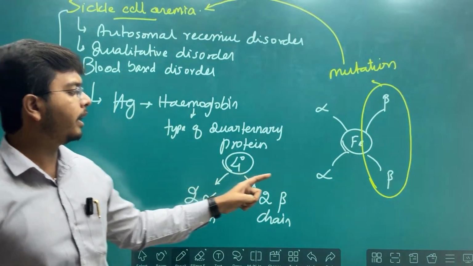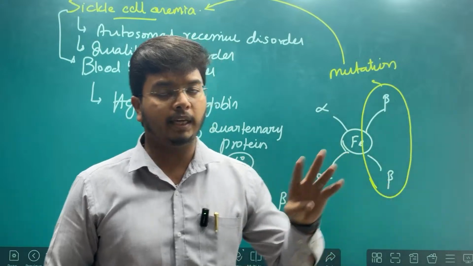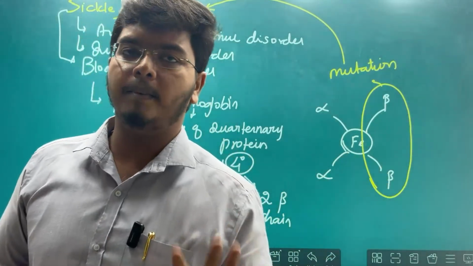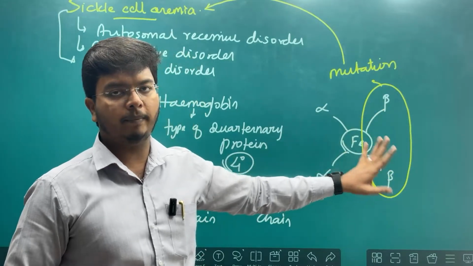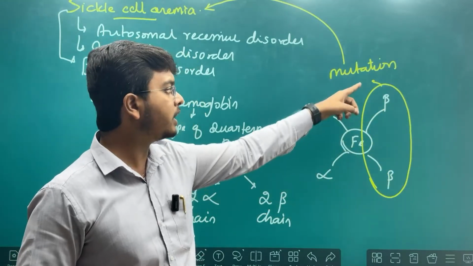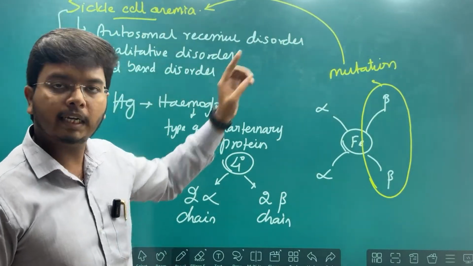In a hemoglobin there is an alpha polypeptide chain and a beta polypeptide chain. Totally how many chains are there in a hemoglobin? 4 polypeptide chains are there. Of them, two polypeptide chains are beta polypeptide chains. Because a mutation happens in that polypeptide chain, I get the disorder. That disorder is called sickle cell anemia.